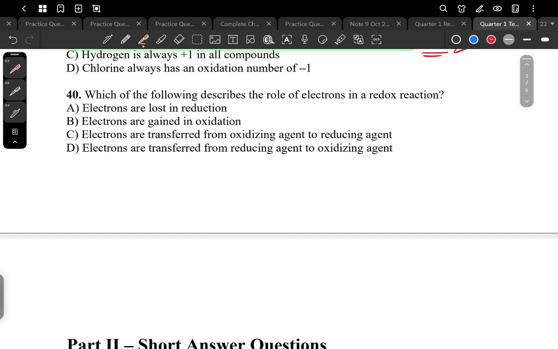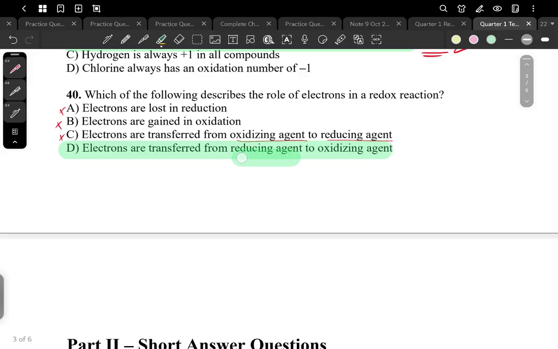Which of the following describes the role of the electrons in a redox reaction? Electrons are lost in reduction, this is incorrect. Electrons are gained in oxidation, this is incorrect. Electrons are transferred from the oxidizing agent to the reducing agent, this is incorrect, while electrons are transferred from the reducing agent to the oxidizing agent.